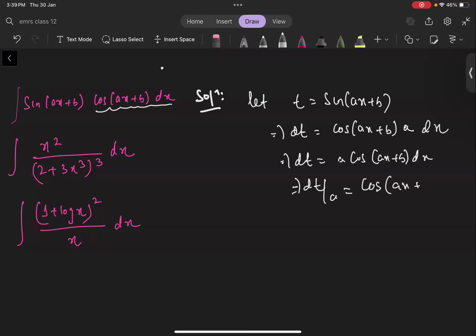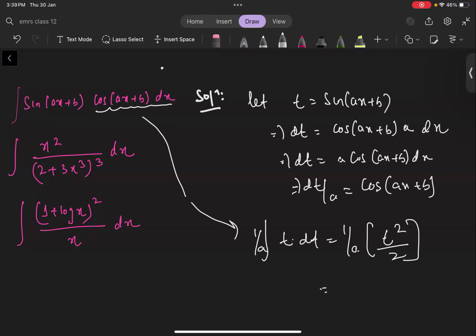We are well aware of what the chain rule is, right? So this same thing can be written as t times dt divided by a, and this 1 by a can be taken out. This is nothing but t square by 2. So the answer for this question will be 1 by a, and t is sin(ax + b), so sin square(ax + b) divided by 2. This is how we can solve these questions with the help of substitution.